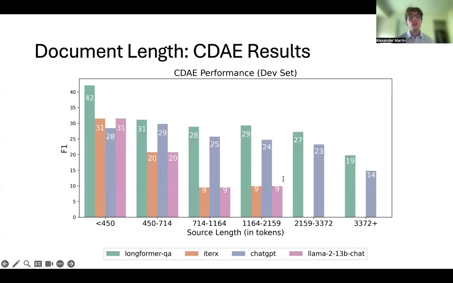Lastly, we'll explore once again the results of these models across varying context lengths. And as you can see, the same trend persists from the source validation results: as the document size increases in the number of tokens in the context to be considered, the performance of all of the models decreases. And notably, the IterX model and the Llama 2 chat model baseline at 0 for any context size above 2,159 tokens.